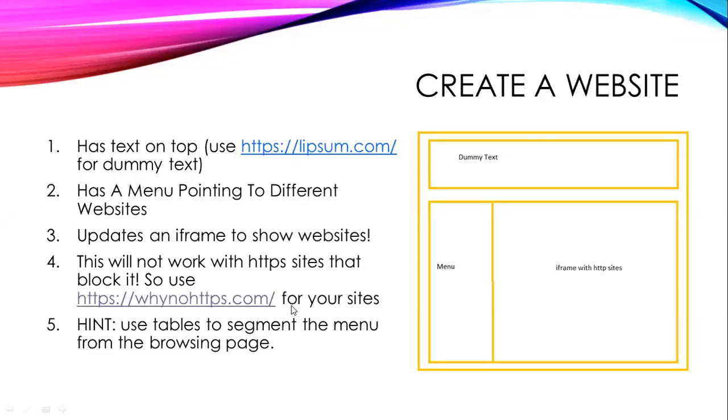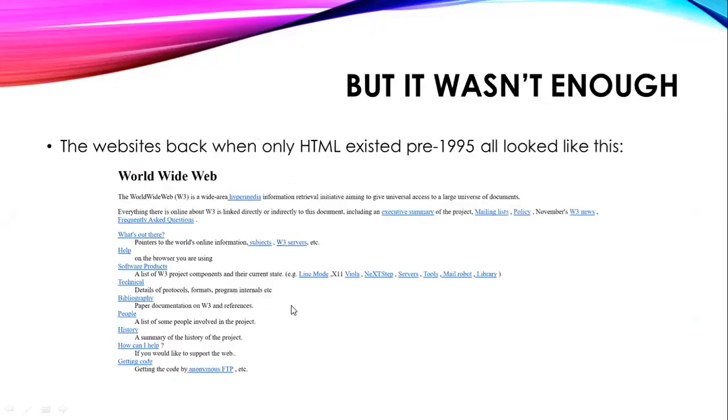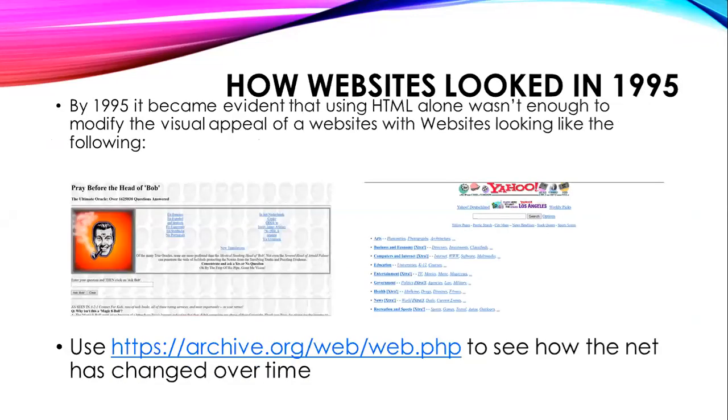But that wasn't enough. So this was basically how websites looked back in pre-1995. So before 1995, you would have essentially text, links, and then sometimes images. That was the entire internet. And then it was upgraded. By 1995, they added things like JavaScript and CSS in order to start making it a little bit more interactive. So if you look at these two examples, you'll see these are websites actually from 1995. This is Yahoo in 1995.